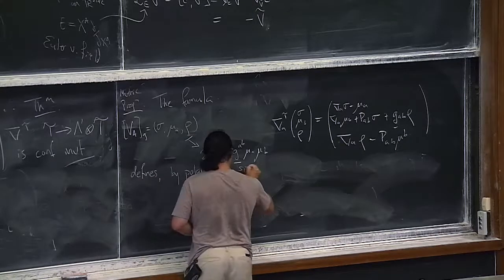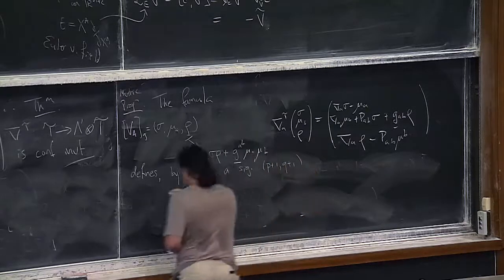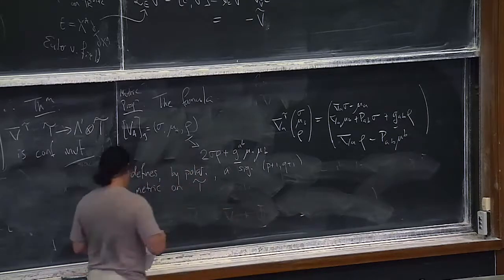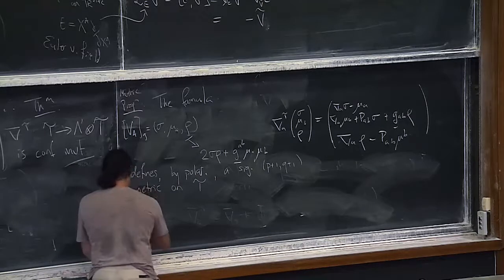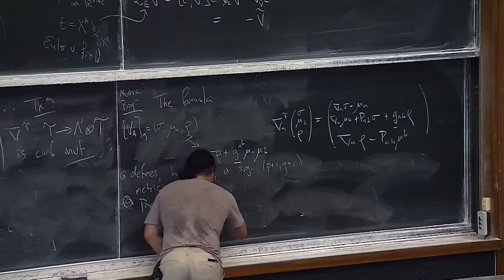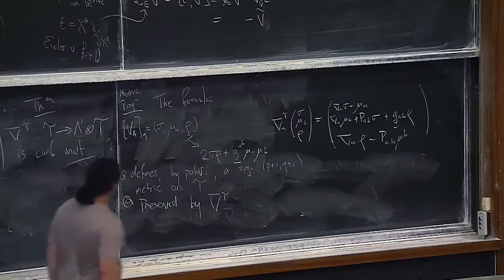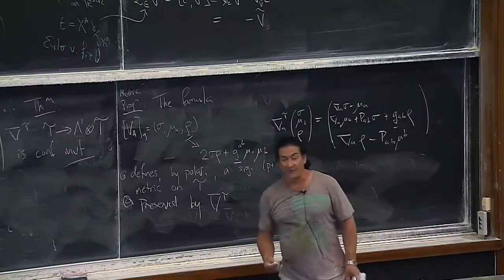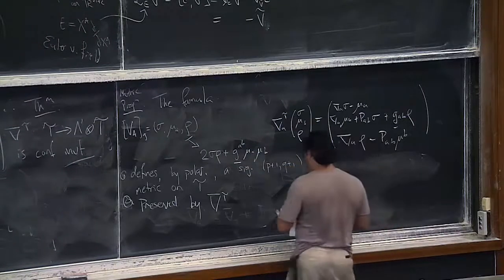a signature (p+1, q+1) metric on the tractor bundle. So that's 1. And 2, this is preserved by the tractor connection. Okay, what's the (p+1, q+1)? Well, I'm assuming my underlying conformal structure has signature (p, q), right? So if that happens, then this thing defines a metric of that signature.